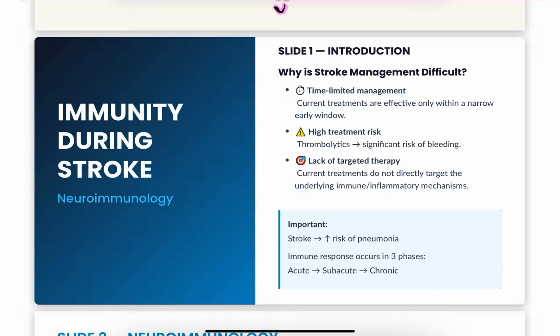Second, there is a risk associated with treatment. So, for example, whenever we talk about thrombolytic therapy, it can be life-saving, but one of the major complications here is bleeding, which includes, for example, intracranial hemorrhage.